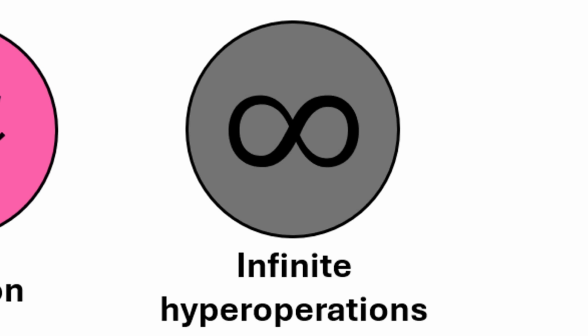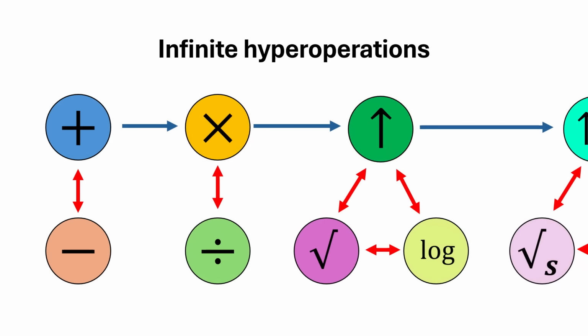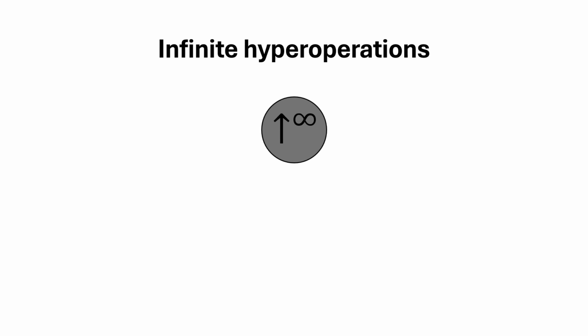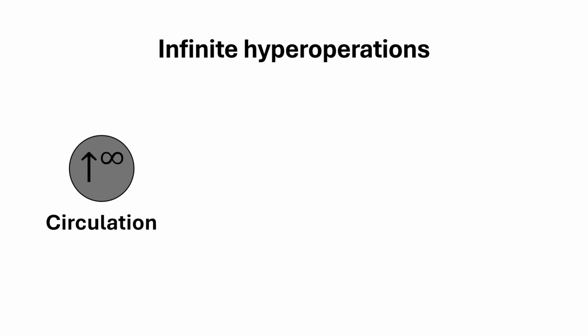Infinite hyperoperations. We already know we can keep generating hyperoperations at higher and higher levels, but what happens at infinity? The limit hyperoperation as the level approaches infinity is called circulation. It keeps some properties that we have already seen repeatedly before. 1 is the right identity element. 1 circulated to anything is 1.